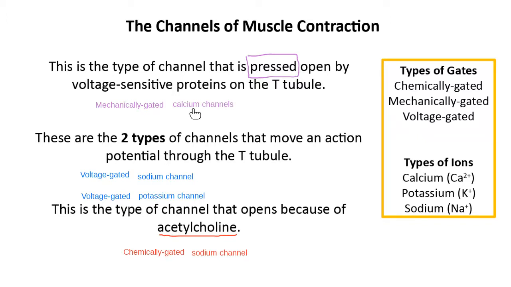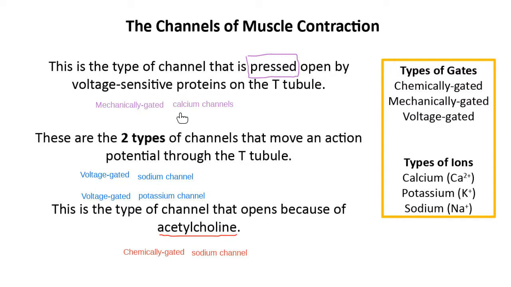They're pressed open when some voltage-sensitive proteins, meaning proteins that are listening for the action potential, change shape. When the action potential comes down that T-tubule, it changes the shape of these voltage-sensitive proteins. They push on mechanically gated calcium channels and spit out calcium. Calcium is what I need to start the cross-bridge cycle. So here are our four main types of channels involved in muscle contraction.